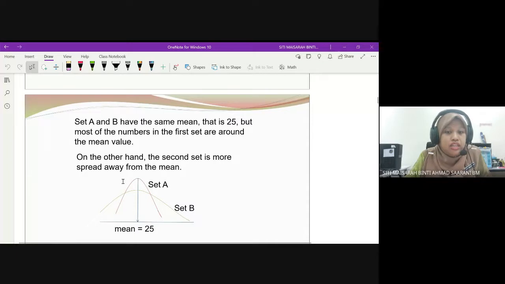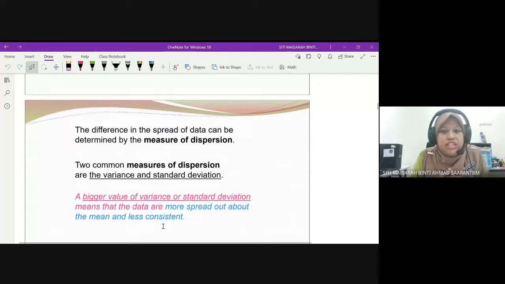You can see the bell shape here. The red color here, the bell shape in red color here is for set A, and then the set B here is in green color. So the difference in the spread of data can be determined by measure of dispersion. Two common measure of dispersion are variance and standard deviation. So kalau kita sebut measures of dispersion is actually variance and standard deviation.